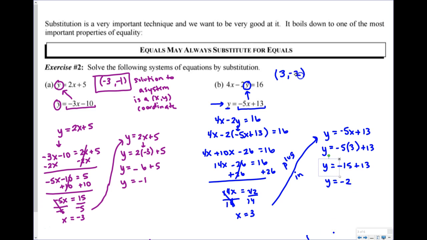So now I know my answer is x equals 3 and y equals negative 2, and I've written that now as a coordinate 3 comma negative 2. Okay, that is the basic fluency for substitution method. Okay?